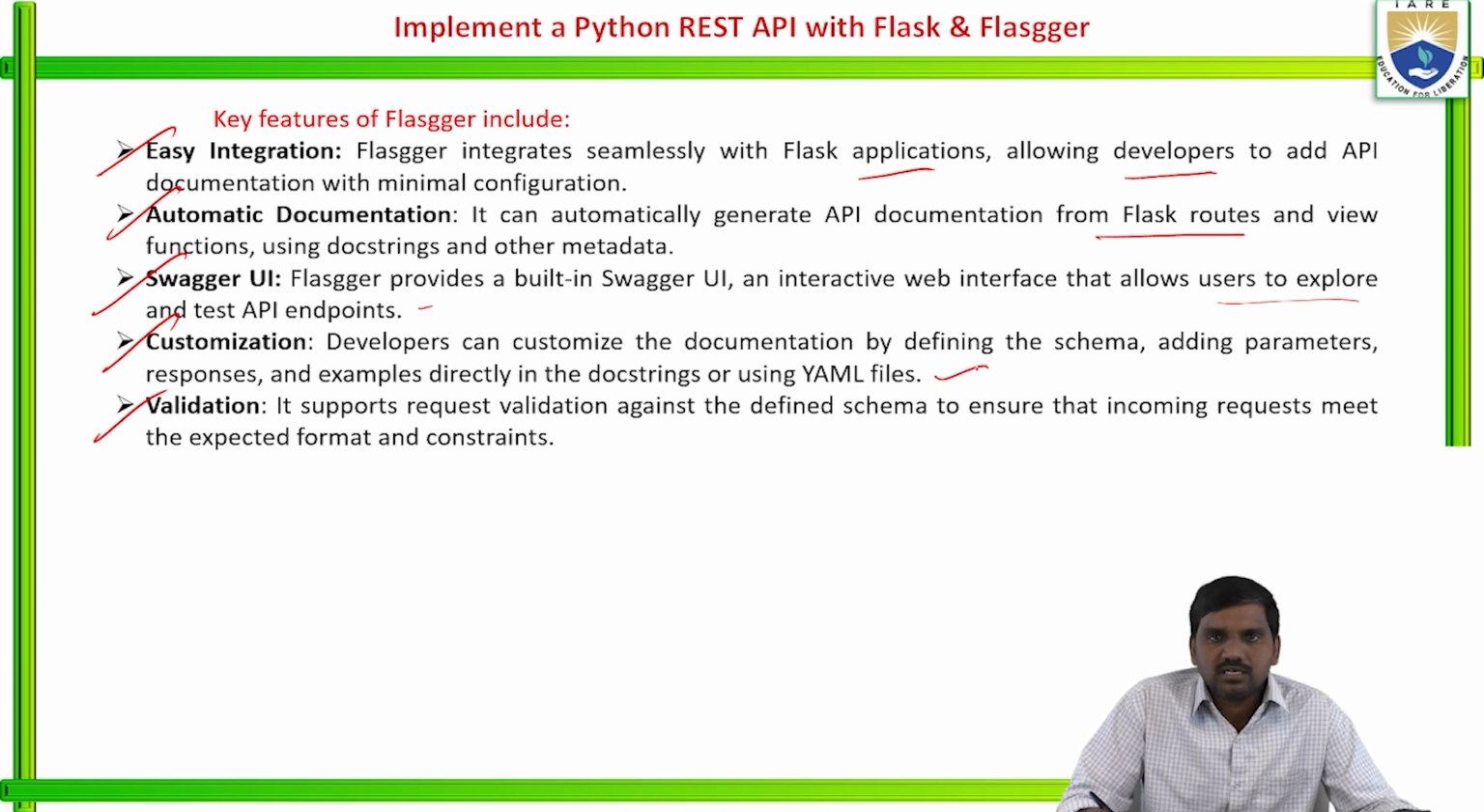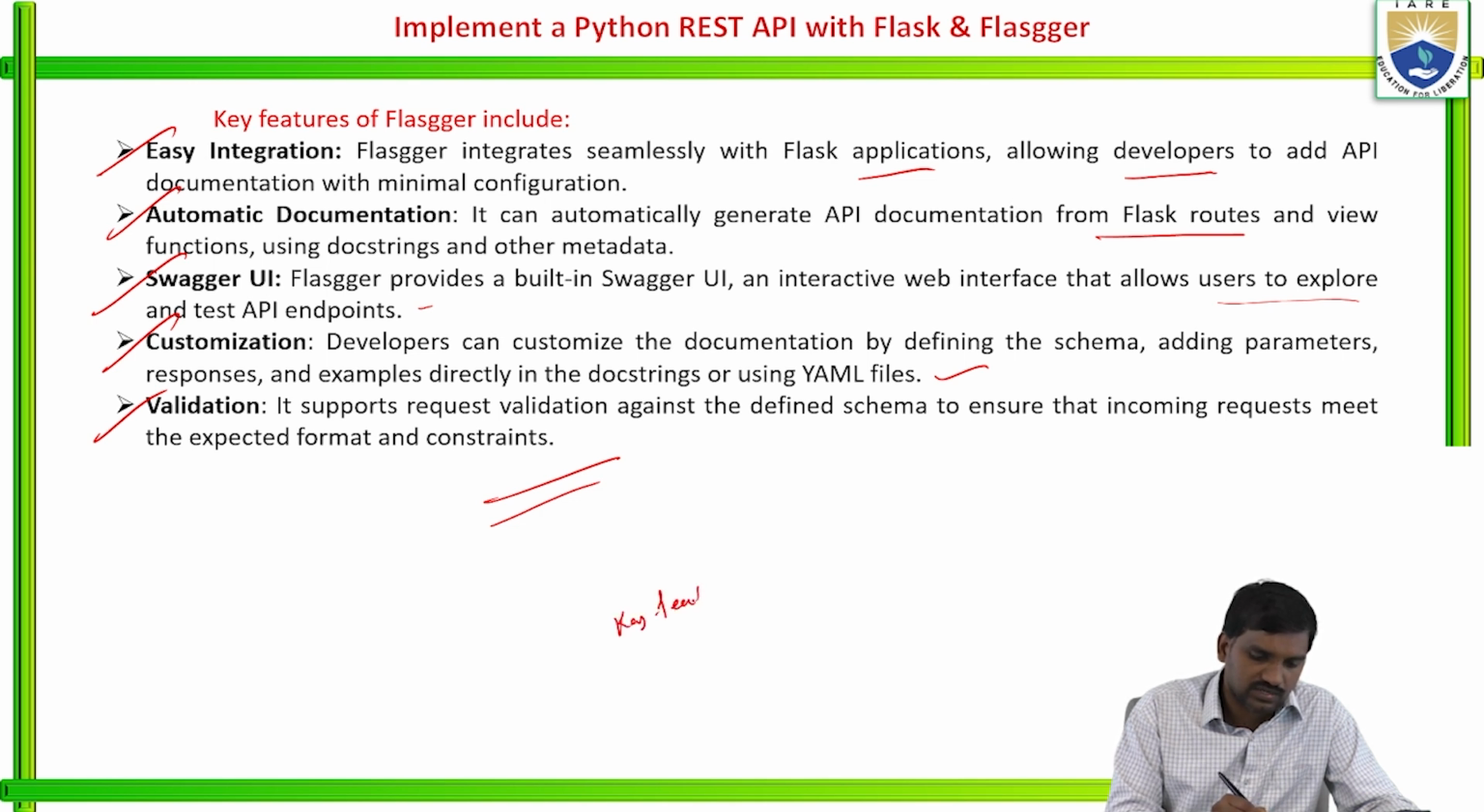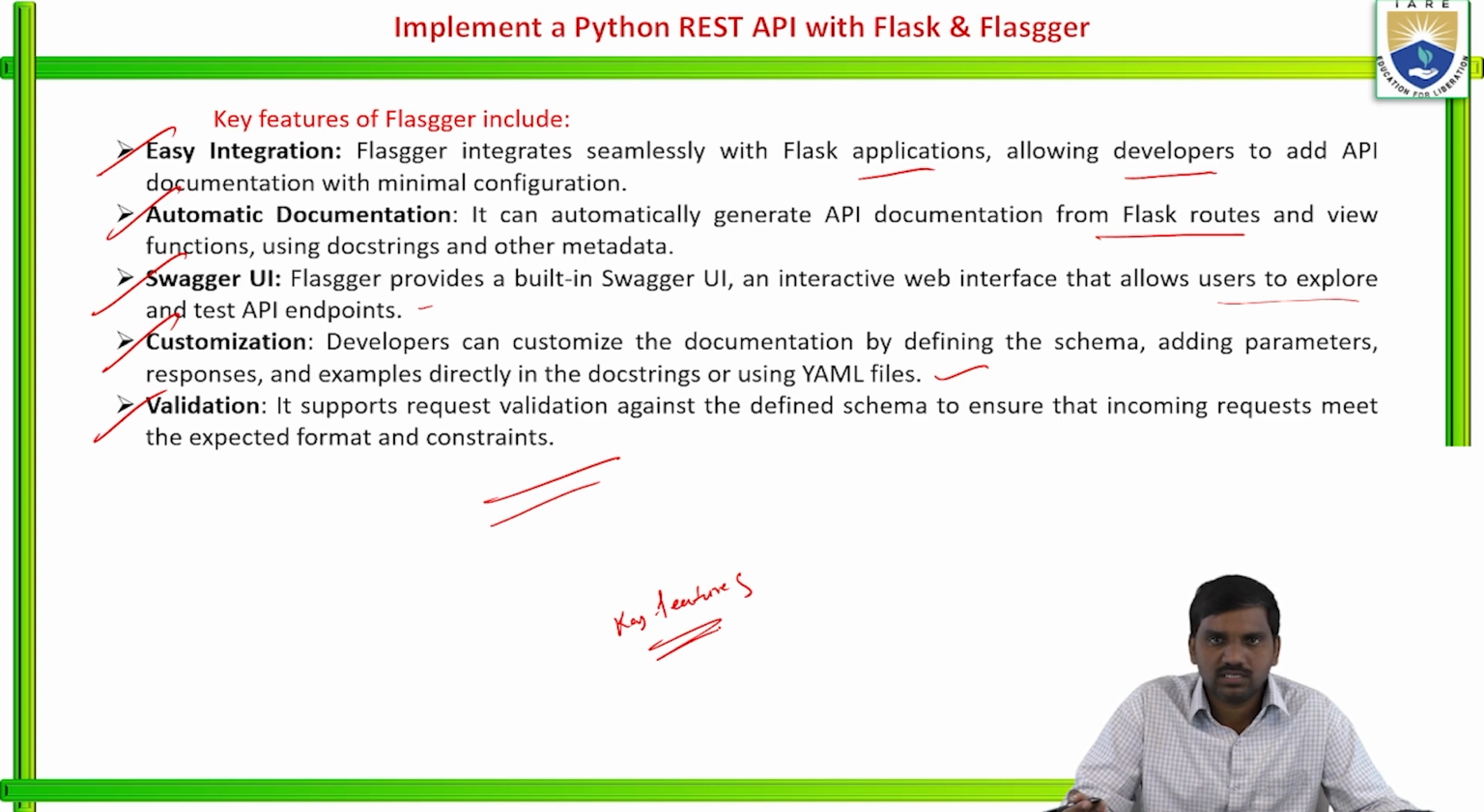The last one is validation. In order to validate the data when receiving and sending it, we have to follow some principles. It supports request validation against a defined schema to ensure that incoming requests meet the expected format and constraints. These are some key features of Flasgger, very important to know before entering into the actual content of the syllabus.